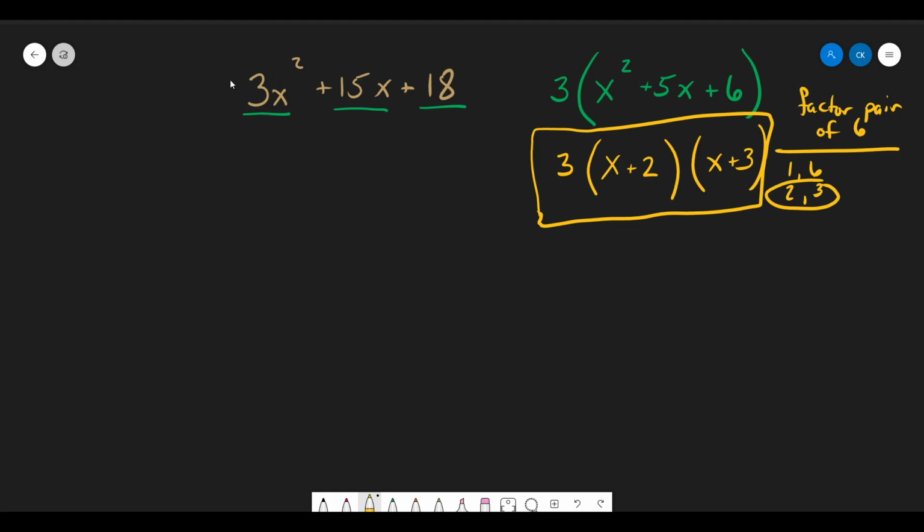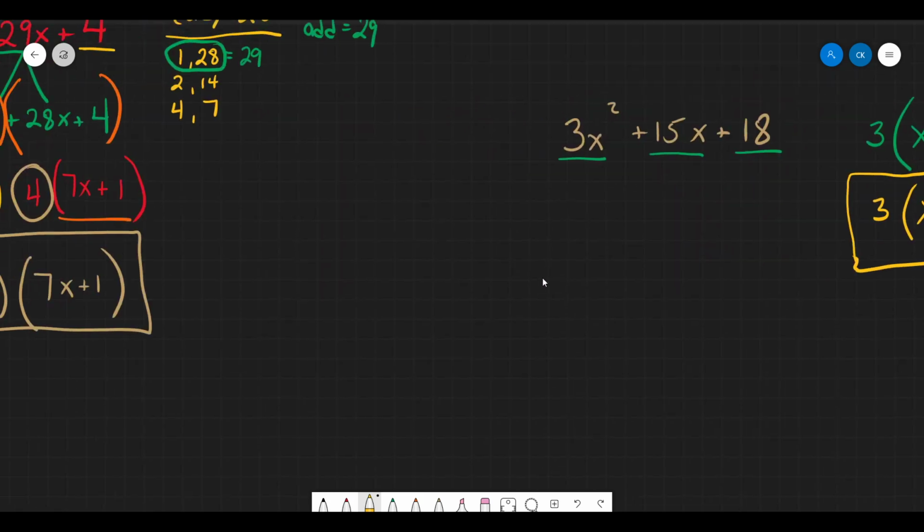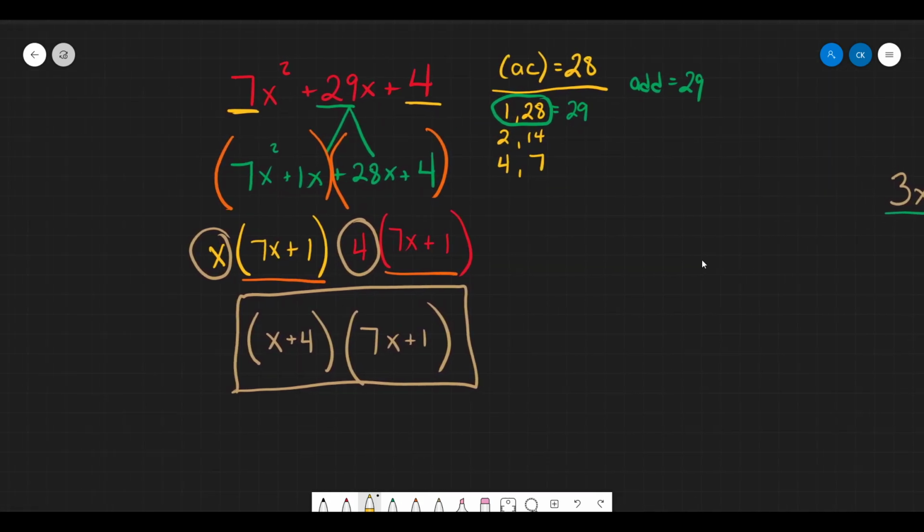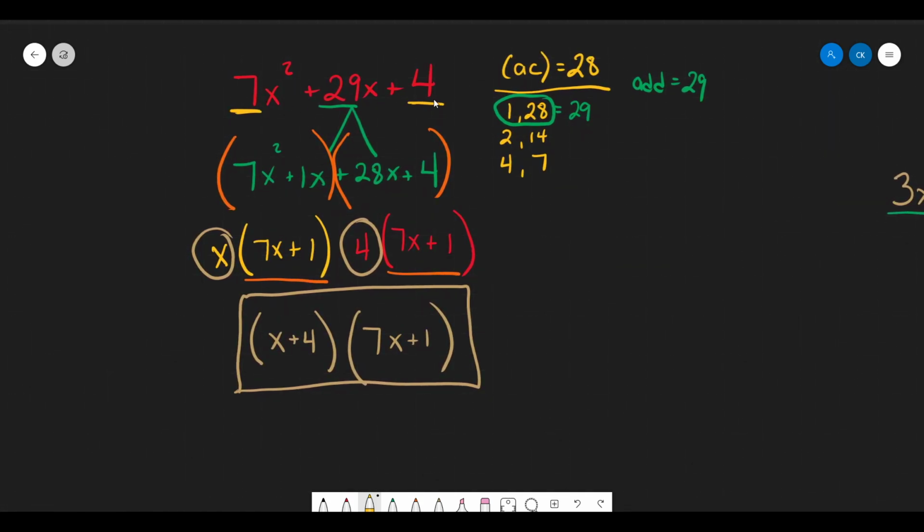When you see a coefficient in front of x squared, look to see, maybe I can take a GCF out first. If that's the case, it makes it so much easier. I don't have to worry about splitting up the middle term and factoring by grouping. Obviously, like the previous one that we just did over here, that's not the case. 7, 29, and 4, they don't have a GCF that I can just pull out.